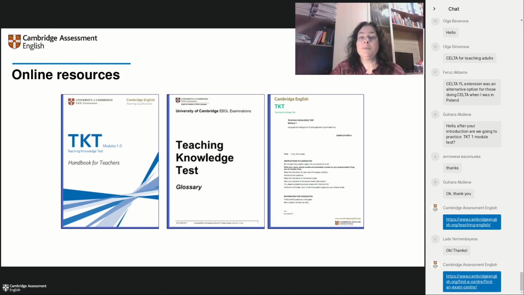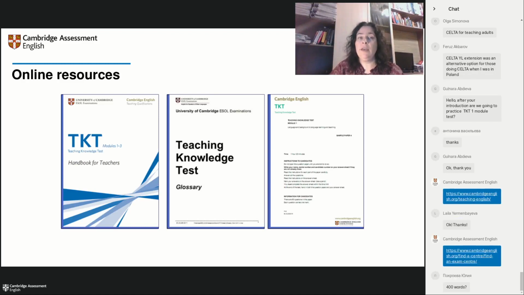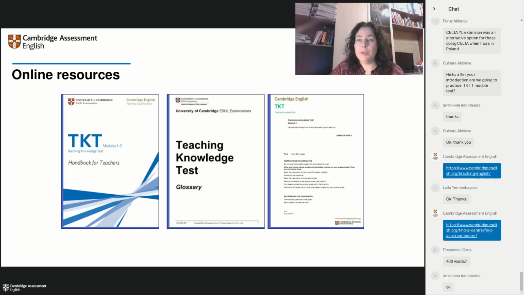You can also find some sample papers, and whatever booklet you find, the handbook, the glossary, or sample papers, you will find all three modules together, right? So if you want to prepare for module 1, still you will have to download all of them. Okay, that's why I'm giving you an overview.